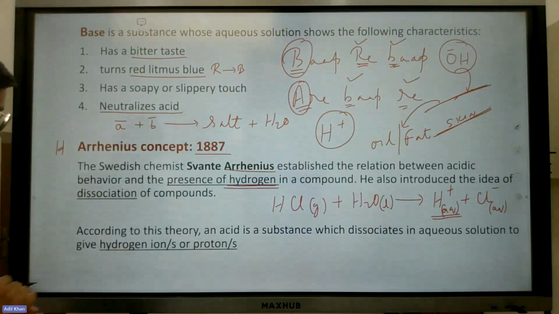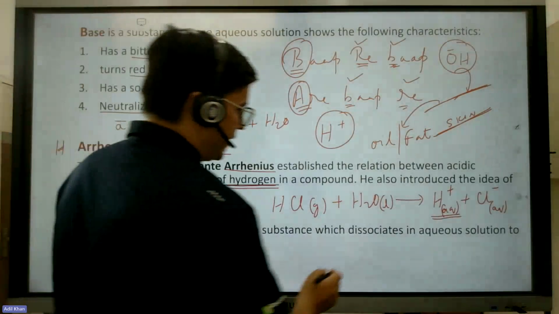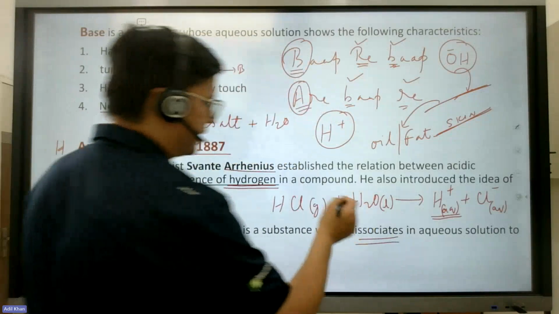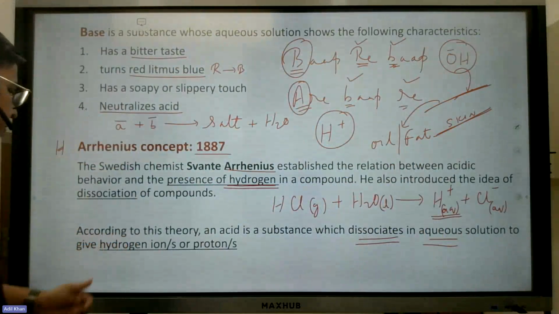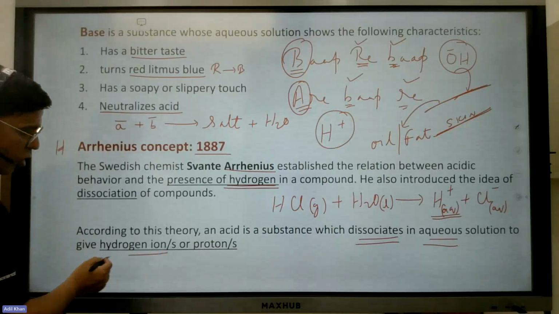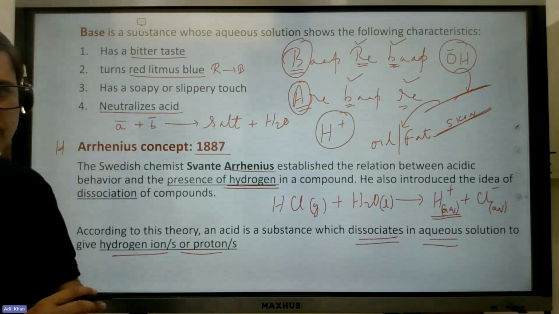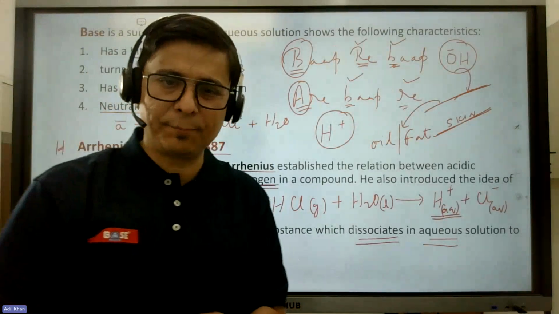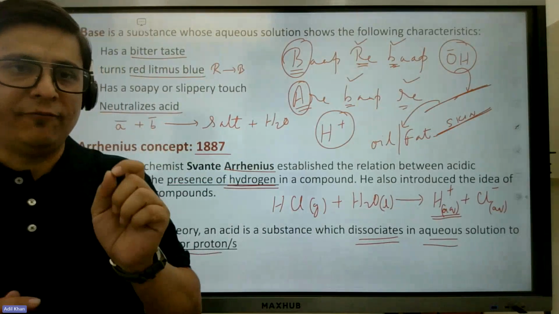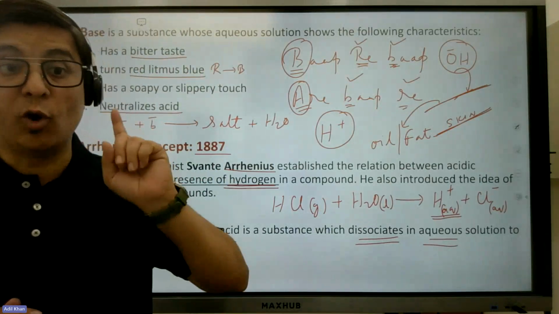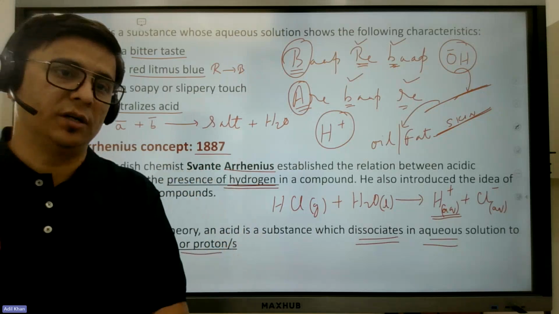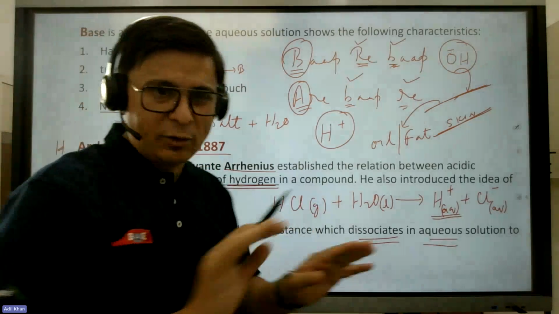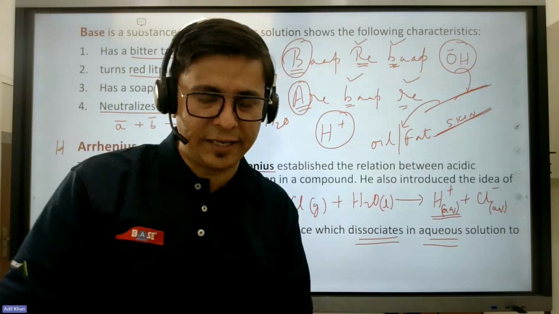According to Arrhenius theory, an acid is a substance which dissociates or breaks in water, in aqueous solution, to give hydrogen ions or protons. So H plus ion or proton, they have the same name. If you are an Arrhenius acid, you will always produce H plus ion when you are present inside water or mixed in water. Without water, the Arrhenius concept is not applicable.